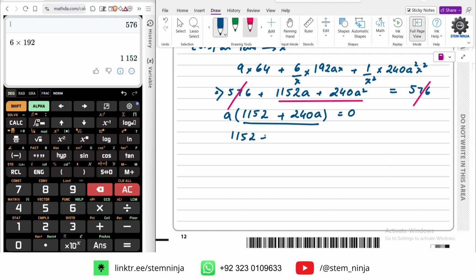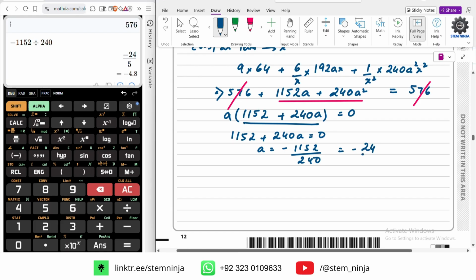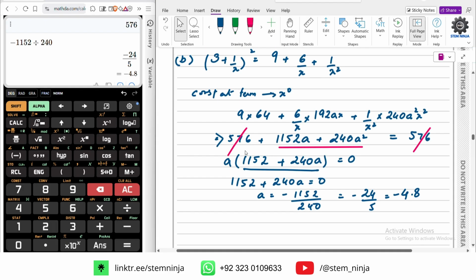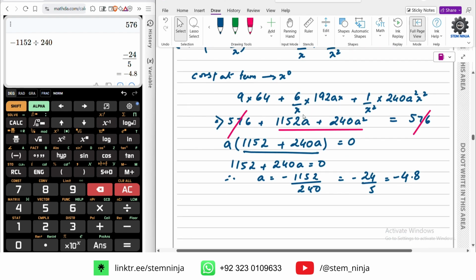So 1152 plus 240a equal to 0. So therefore a would be minus 1152 divided by 240, which is minus 24 over 5, or minus 4.8. Okay, that's it. Find the value of a. Okay, so that's question number 5. Let's move on to question number 6.